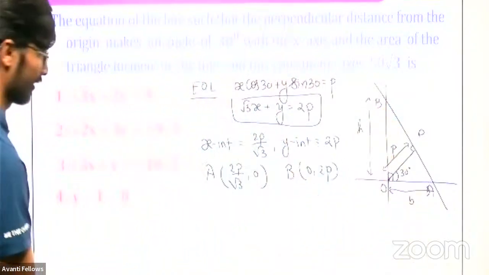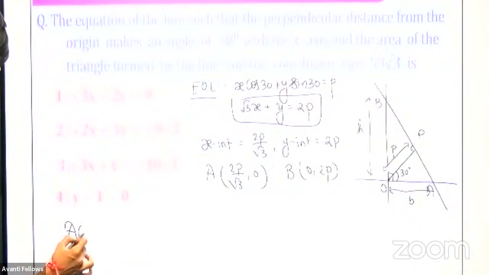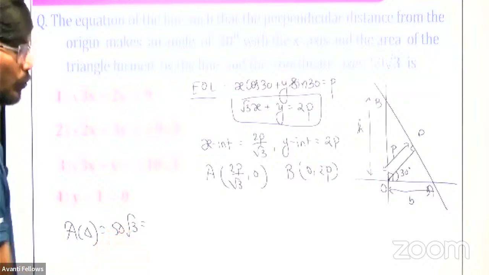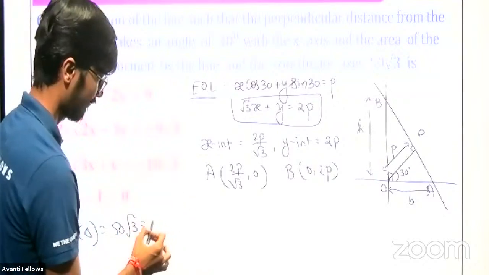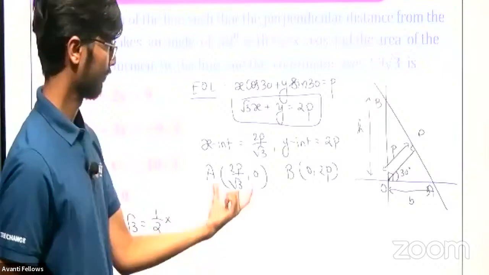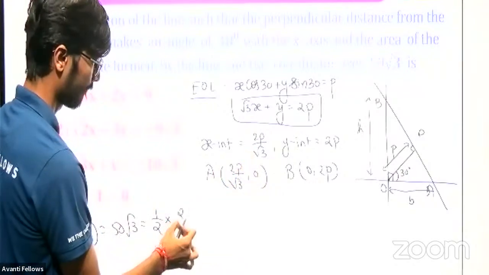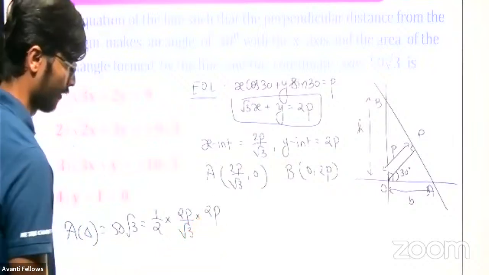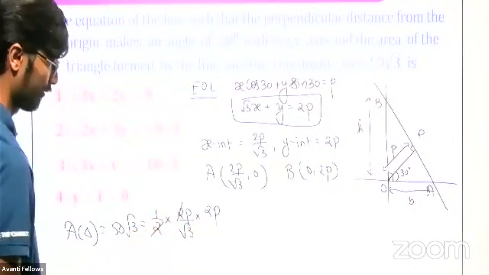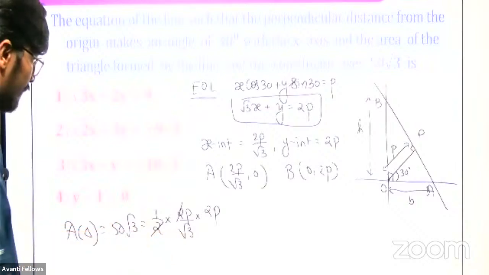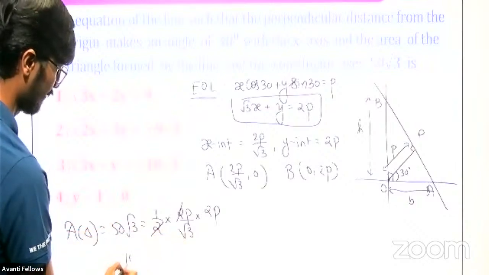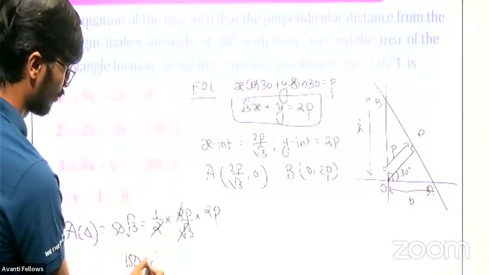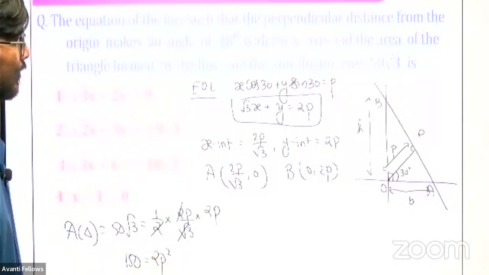So area of triangle, let me write it here. Area of triangle is given as 50 root 3, which will be equal to half into base. Base is 2p by root 3, into height. Height is 2p. So I guess this will get cancelled, and root 3 will get multiplied here. So I'll get 150 equals 2p square. Correct?